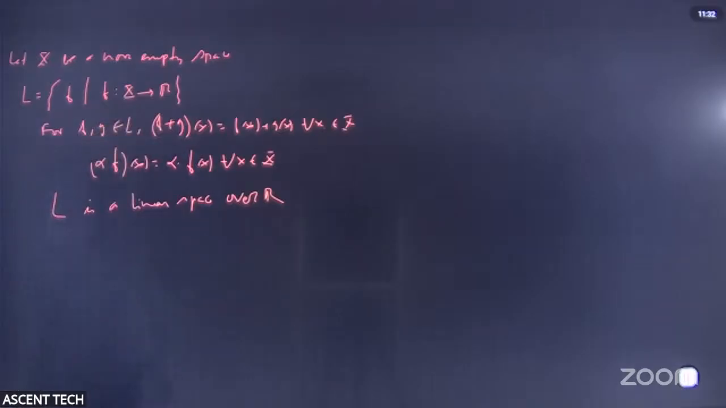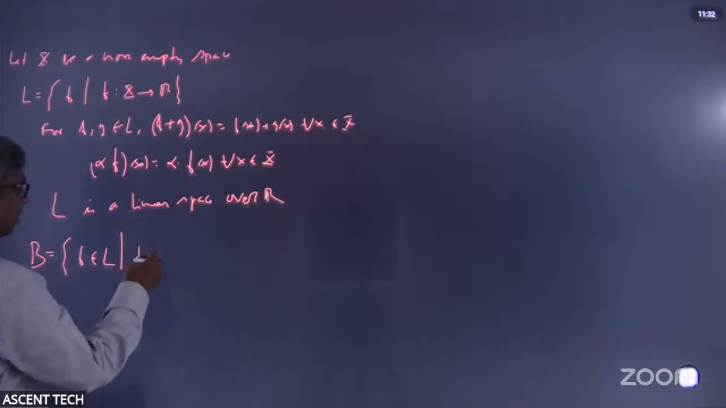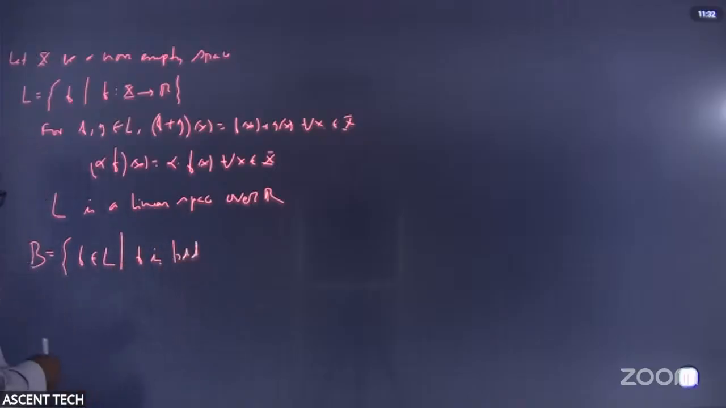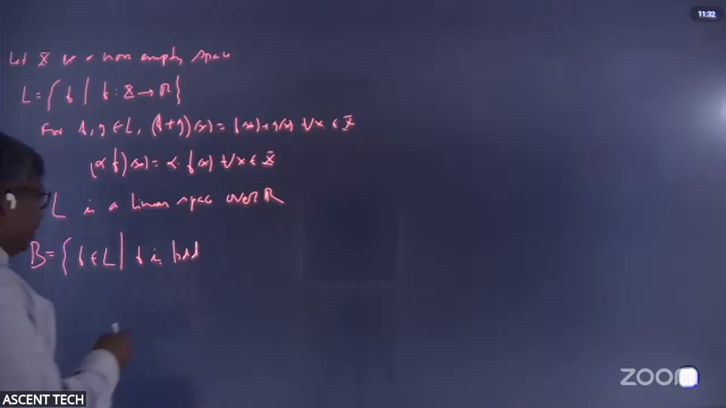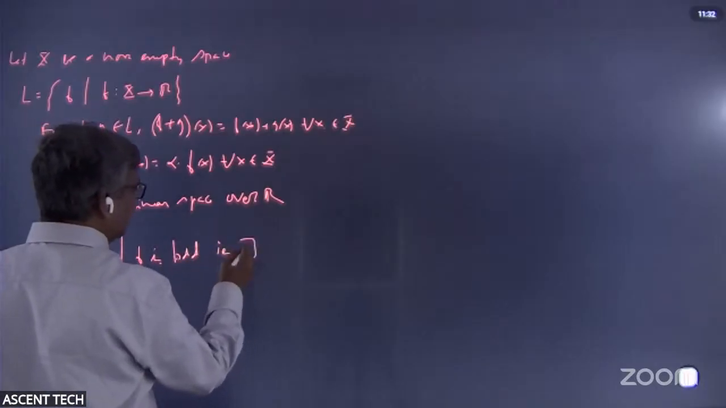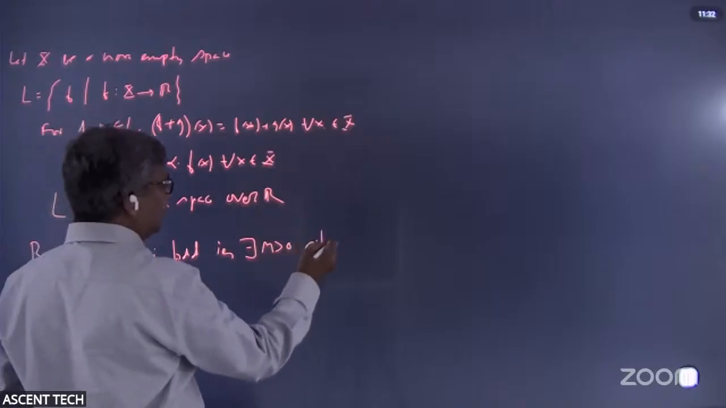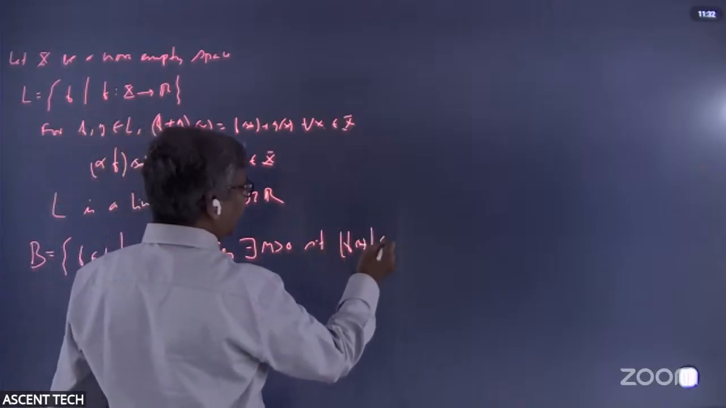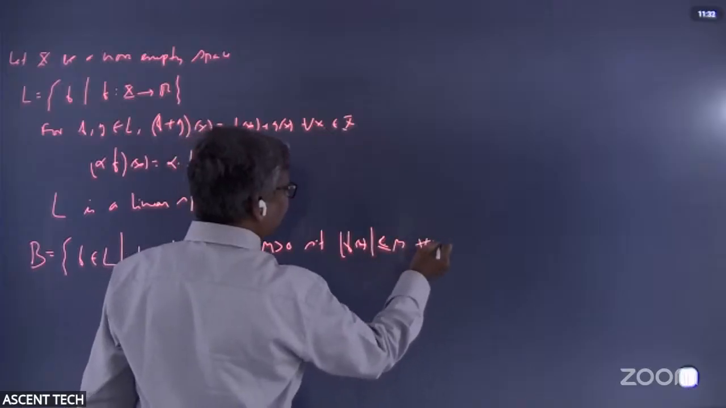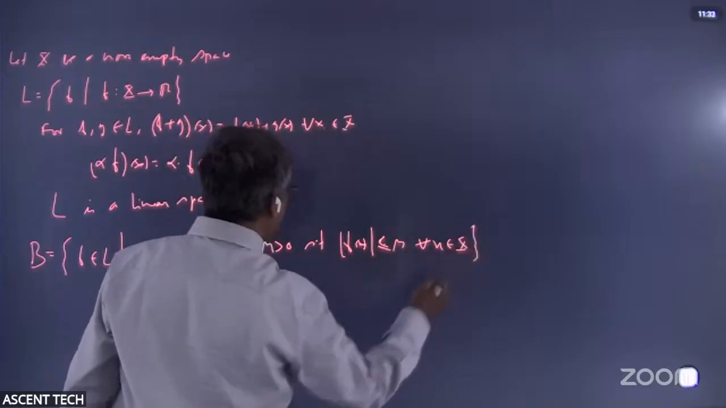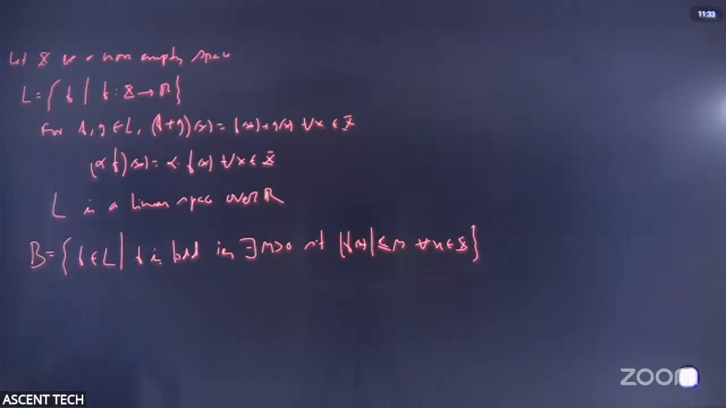Okay, L is a linear space, and in particular, I look at all the members of L which are bounded. F is bounded. Bounded means that there exists an m greater than 0 such that mod f x is less than or equal to m for all x in X. I can take bounded functions, I can take all functions, not a problem. I can take only bounded functions, whichever it is.